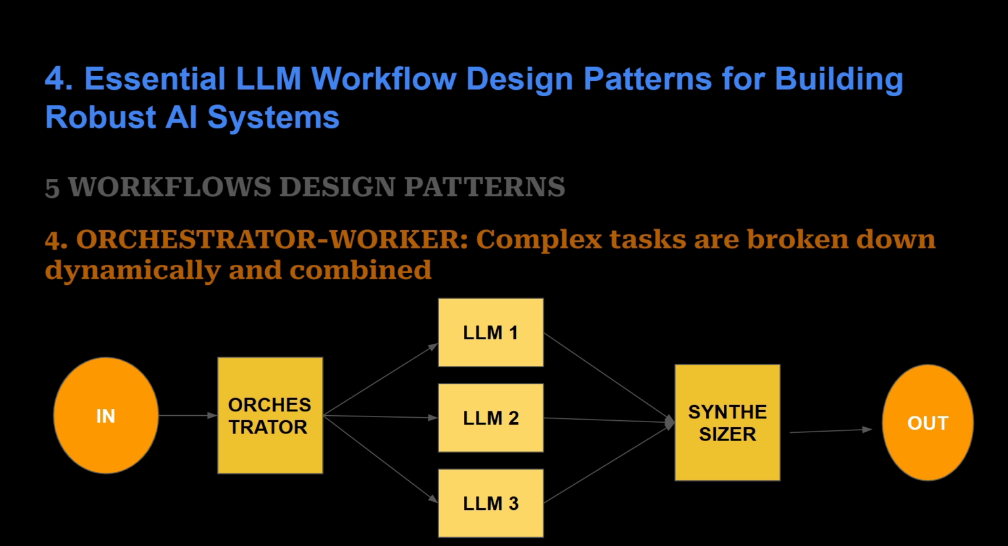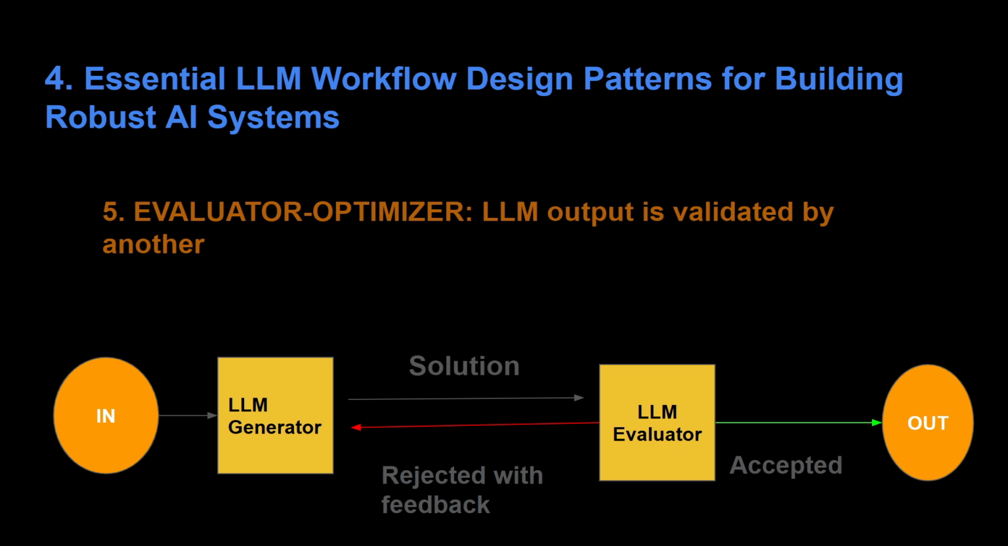So it's very interesting. Now the final one, and we are going to discuss evaluator optimizer. It is a very crucial part, which is all about improving the reliability of the output. Here, an LLM generator creates the initial solution, but a separate LLM evaluator validates it. If the output is rejected, the evaluator provides feedback back to the generator for another attempt, a self-correction loop. This process repeats until an accepted output is generated, drastically reducing hallucinations and errors. And that's a wrap on the 5 essential LLM workflow design patterns.